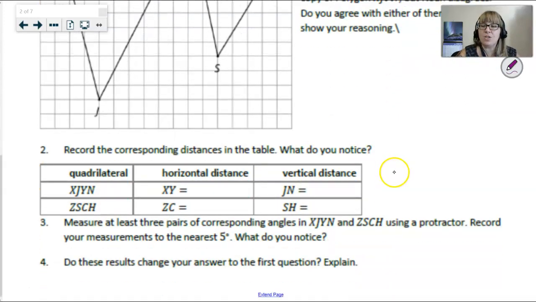And I also want you to do Part 3, it says measure at least 3 pairs of corresponding angles, just like we did in our first example. So you're going to fill out the table, compare those measurements, compare the lengths, but then I also want you to compare the angle measures. Pause the video long enough to get that done.